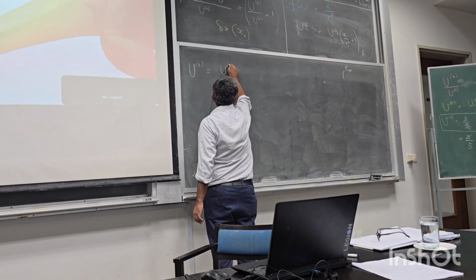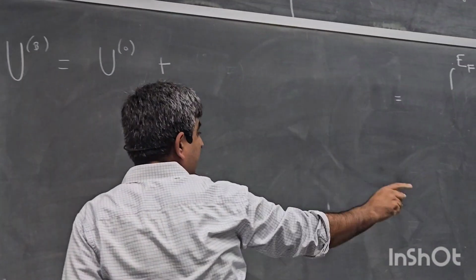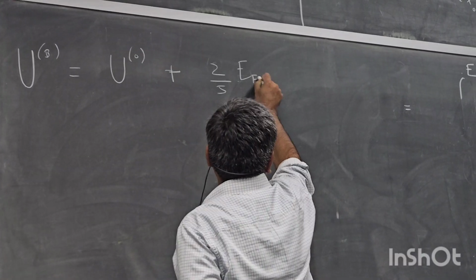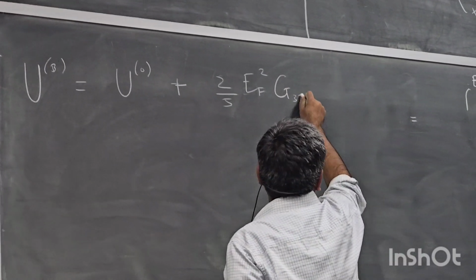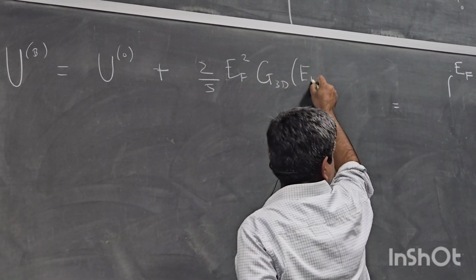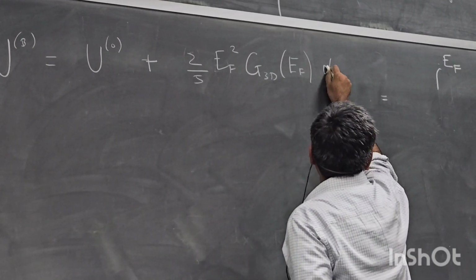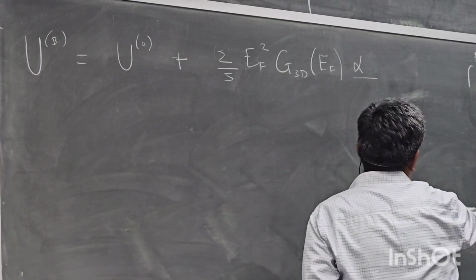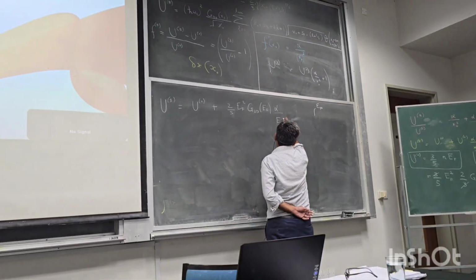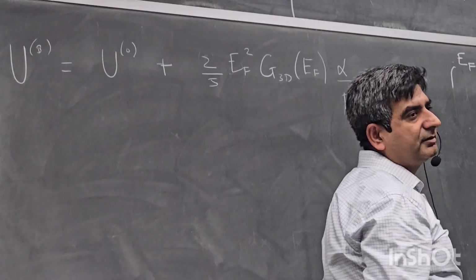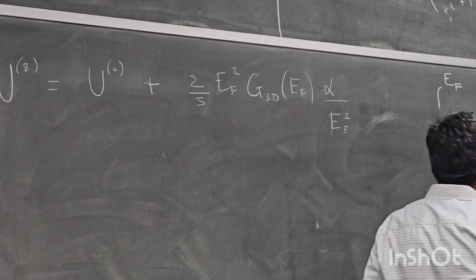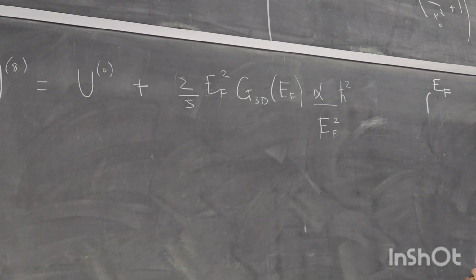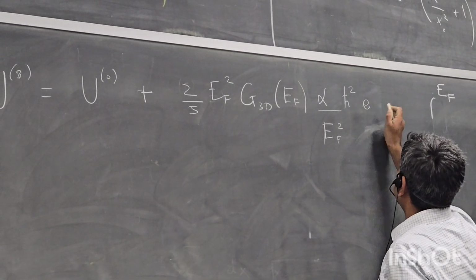U naught plus U naught. Now I write down U naught in this term: 2 over 5 EF squared G3D at EF, alpha over x naught squared. Now x naught squared is EF squared over h bar squared omega C squared. Omega C is eB over m star.